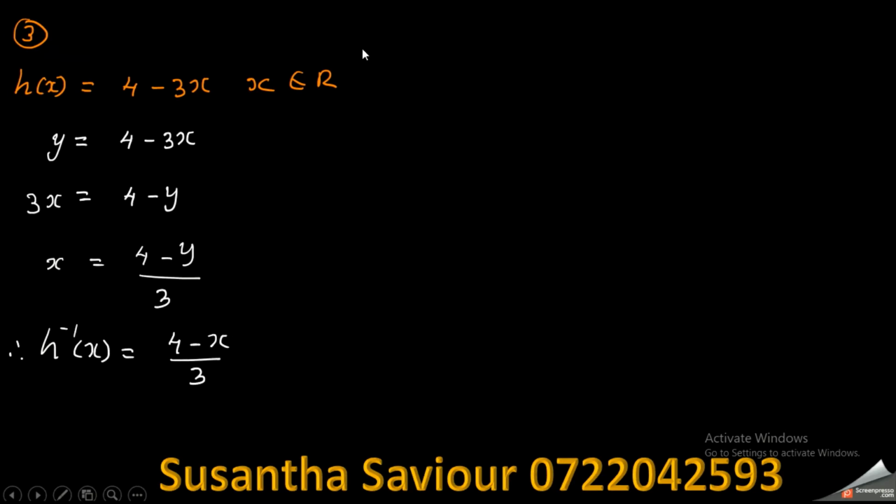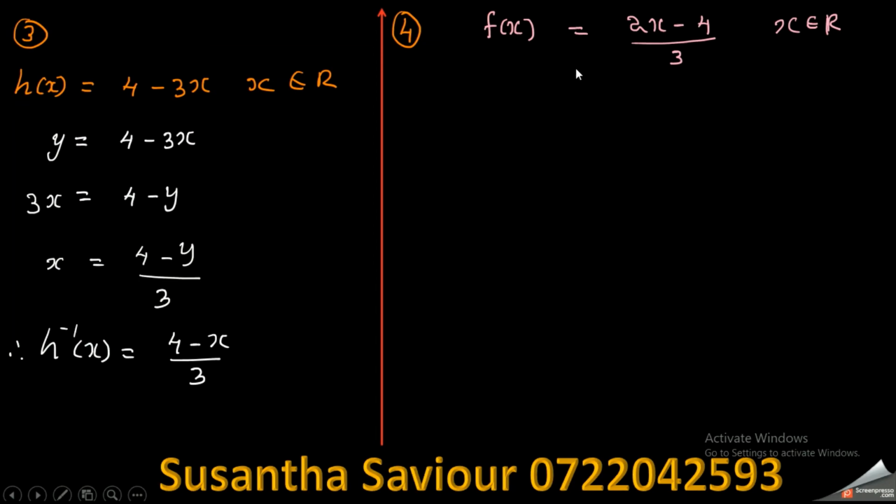We'll move on to example number 4. Right. This also I ask you to stop the video and try it all by yourself and then look at the video. First we write our f(x) as y and then make x the subject. In order to make x the subject here, you multiply both sides by 3, or just cross multiply, either way you can say it. 3y is equal to 2x minus 4, right?